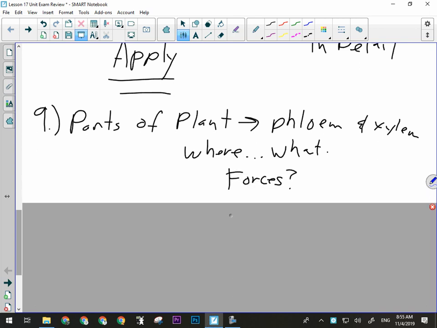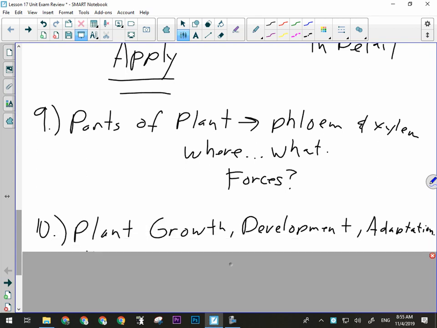Forces involved, something important as well. Plant growth, development, and adaptation. So talking about the plant hormones. There could definitely be some multiple choice questions about plant hormones. There could also be some use for those when you're applying your knowledge to a question about plant growth in the written response. So knowing phototropism, geotropism, thigmotropism, what hormones are most involved in those.